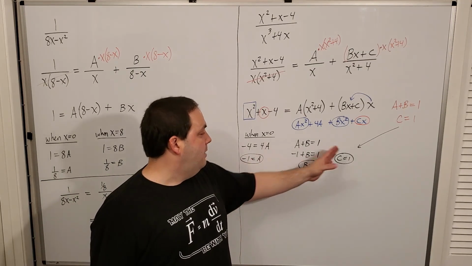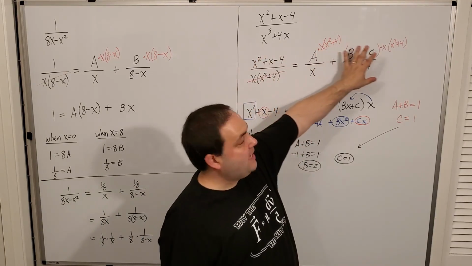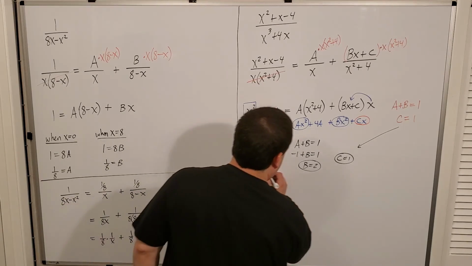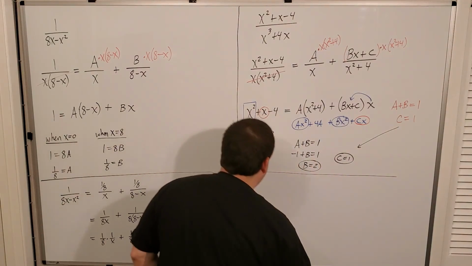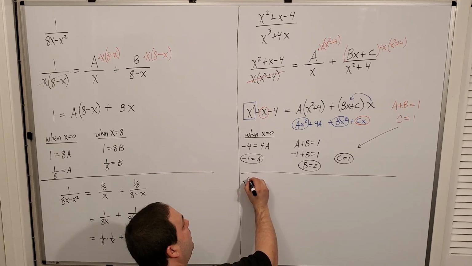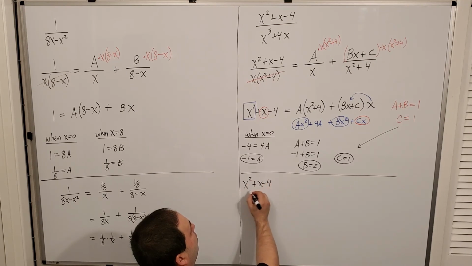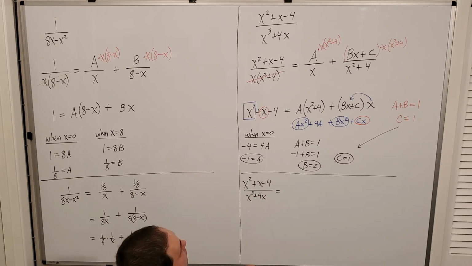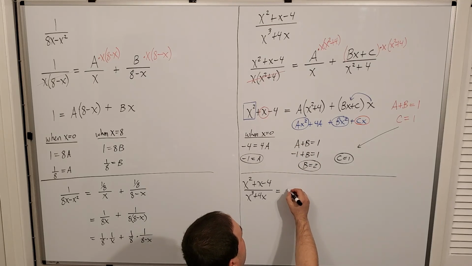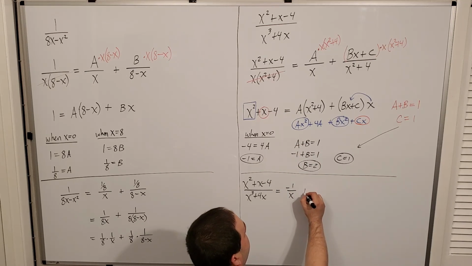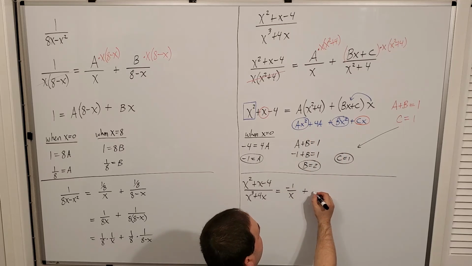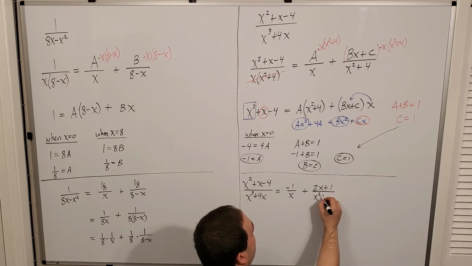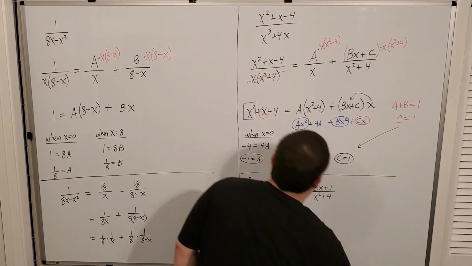Now, I've figured out what A, B, and C are, and if you go back up to my setup over here, A, B, and C were the only things I was missing. So let's finish up this breakup here. This is telling me that (x squared plus x minus 4) over (x cubed plus 4x) is equal to A over x, so that's -1 over x, plus (Bx plus C), so that's (2x plus 1), over (x squared plus 4). Okay?